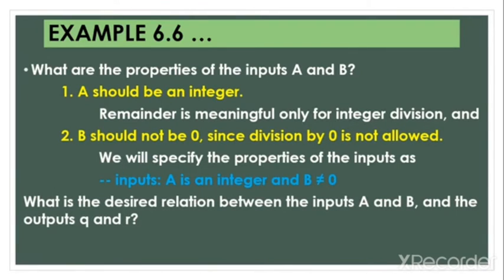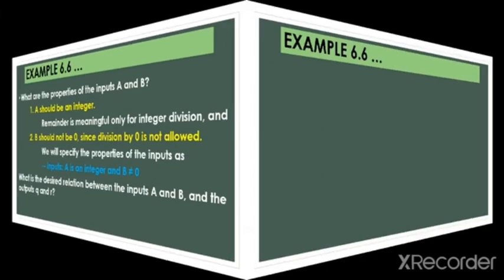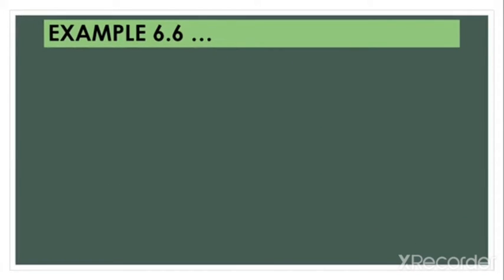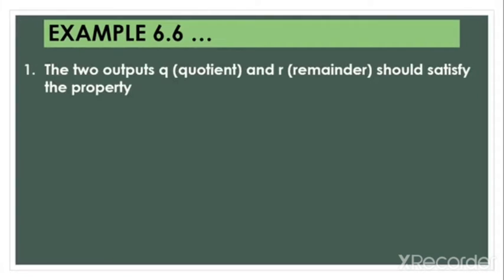Then what is the desired relationship between the input A and B and the output? So நமக்கு input A and B க்கும் output quotient and remainder க்கும் what is the relation? That relation also we have to tell. The two outputs, what is that? Quotient and remainder should satisfy the property. Any property? So when you multiply quotient and divisor and adding the remainder, we will get the value A. Am I right or not?